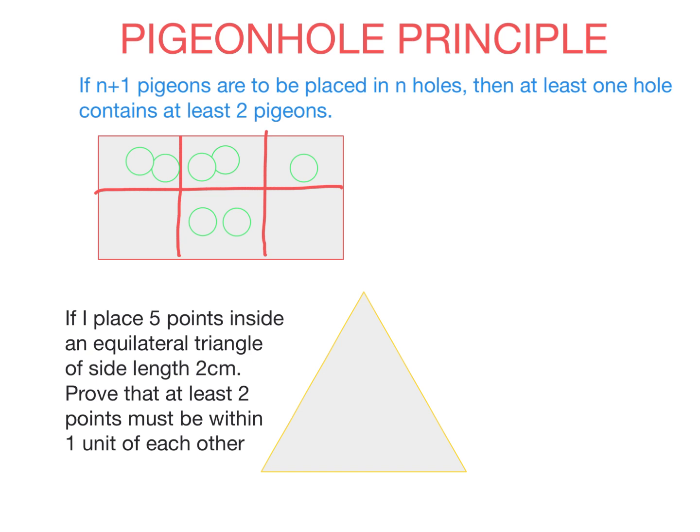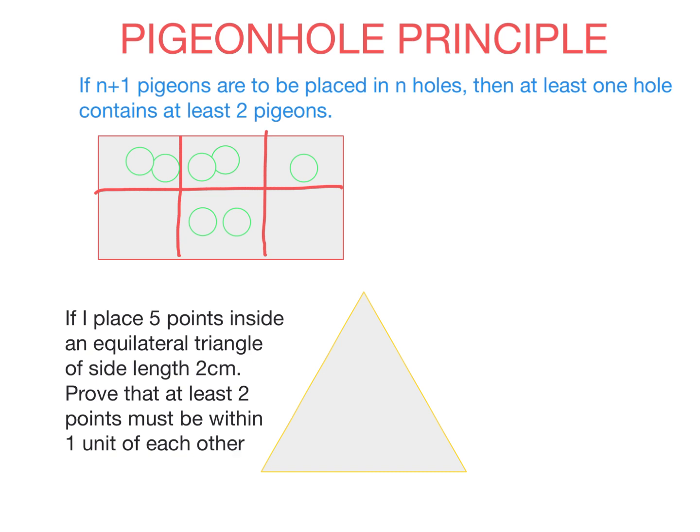Now this probably sounds extremely basic. You might be thinking, yeah, that's obvious. How can that possibly help us? Well, we can use it in maths to prove seemingly unrelated results. So let's look at this question. If I place 5 points inside an equilateral triangle of side length 2 centimeters, we're going to prove that at least 2 points must be within 1 unit of each other.